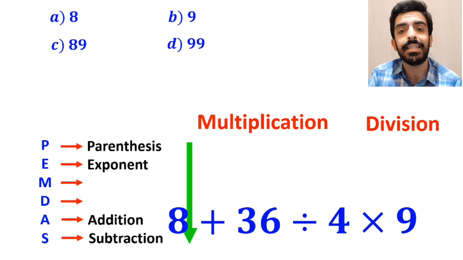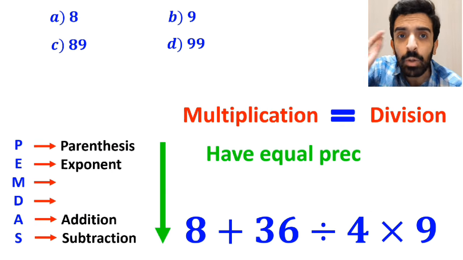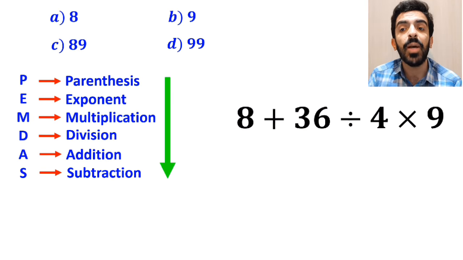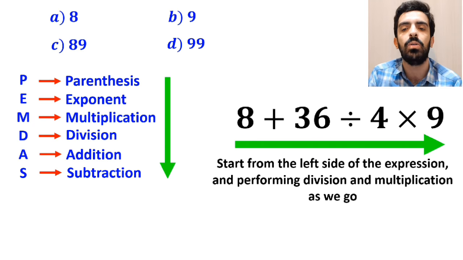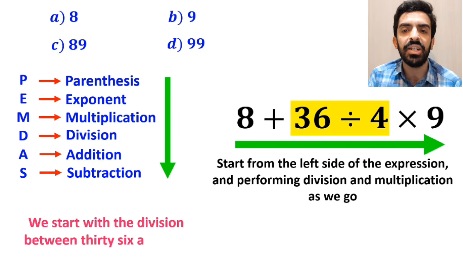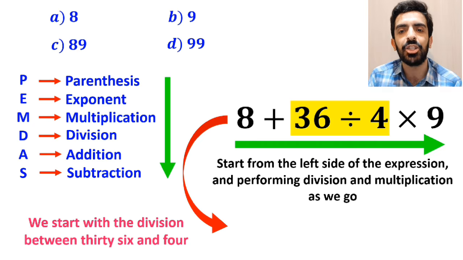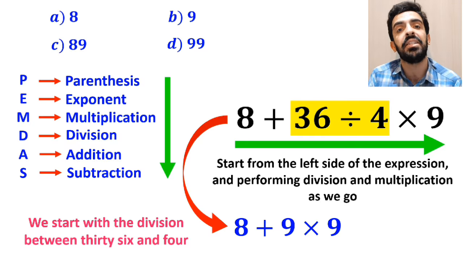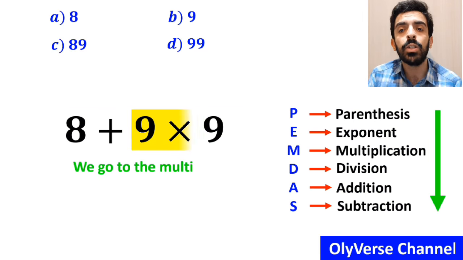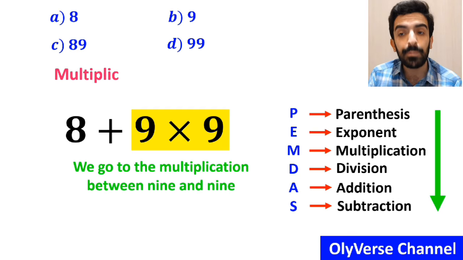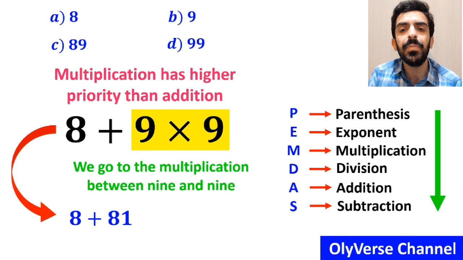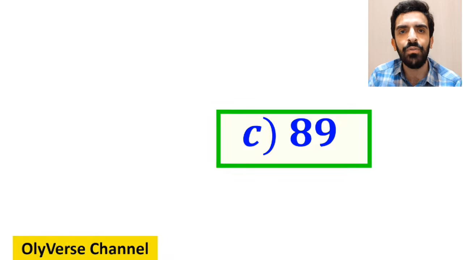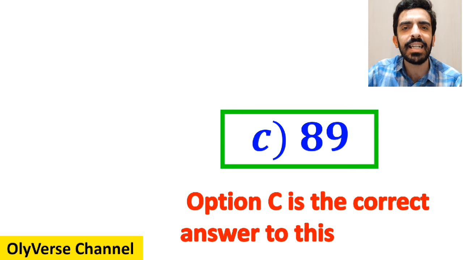Alright, now it's time to perform the division and multiplication, because multiplication and division have higher priority than addition. However, we must pay close attention that multiplication and division have equal precedence. In this case, the best thing to do is to start from the left side of the expression, performing division and multiplication as we go. So, we'll start with the division between 36 and 4, and instead of this expression, we can write 8 plus 9 multiplied by 9. In the final step, we go to the multiplication between 9 and 9, because multiplication has higher priority than addition. So, this expression simplifies to 8 plus 81, which ultimately gives us the answer 89. Therefore, option C is the correct answer to this question.